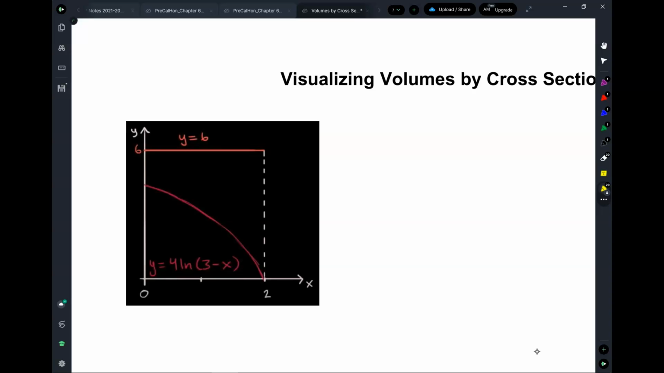Now, suppose you've got the x-axis and the y-axis, and you've got a function, y equals ln of something, this red function. And then you've got another function, y equals b. You want to find the volume of the solid inside these two graphs, and you're going to do that by cross sections. What's the height there? Well, that's what we're going to talk about now.